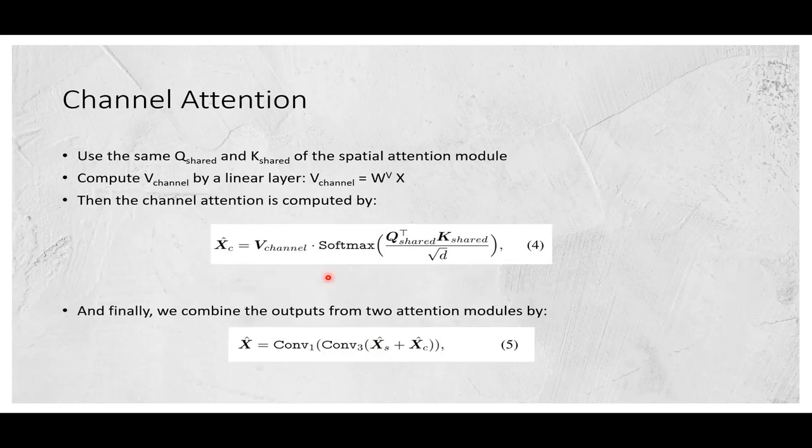And in the channel attention, we use the same query and key as we used in spatial attention, and we compute the value vector V by a new linear layer. Then the final output from the channel attention is calculated by equation 4, and at the end we are going to combine the outputs from the 2 attention modules by equation 5, which is a simple addition and 2 convolutional layers.